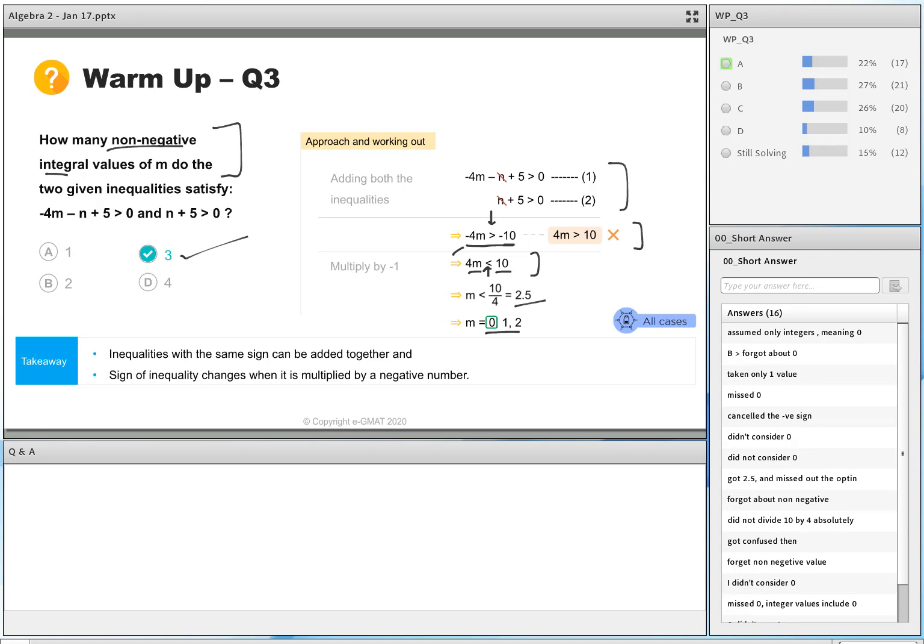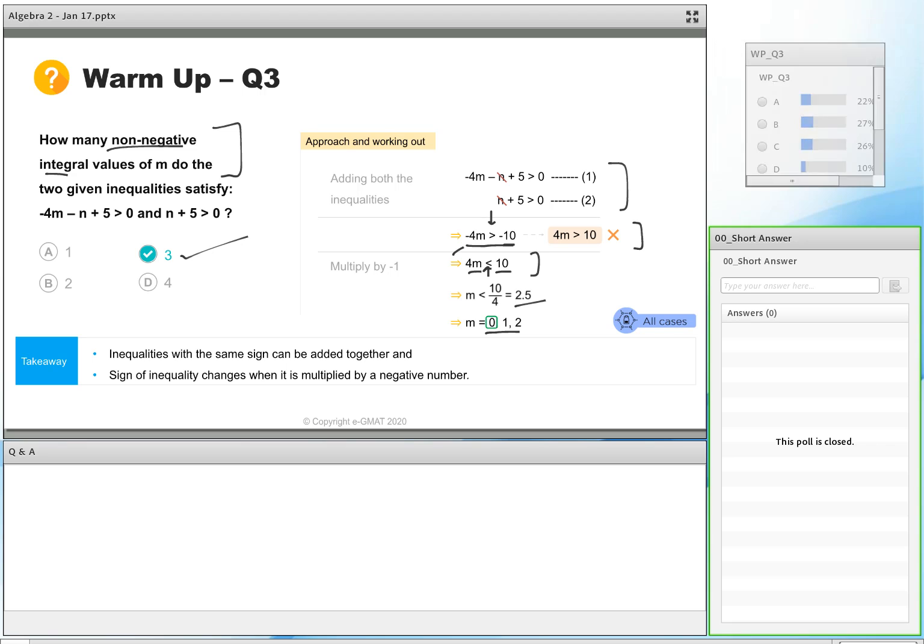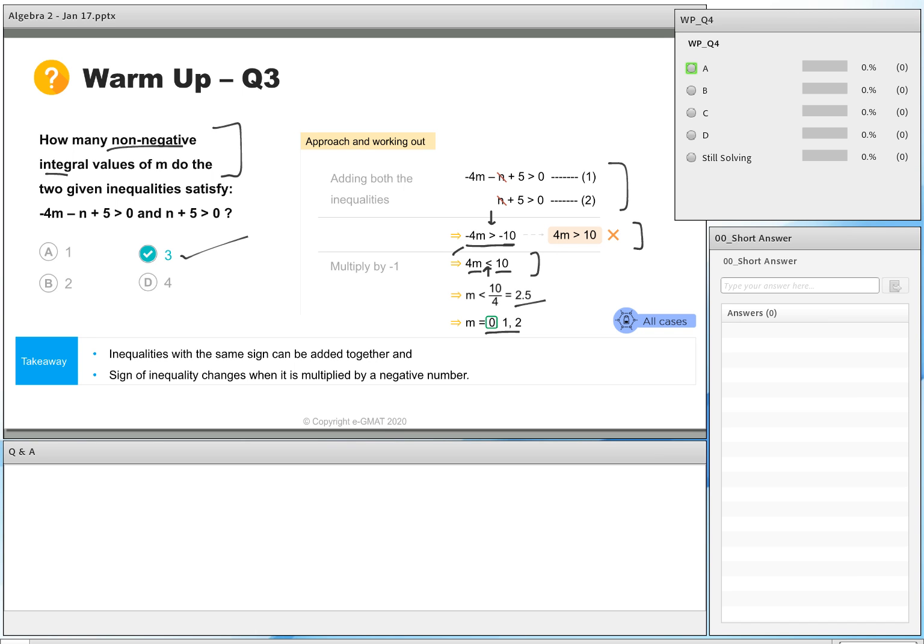So let's move ahead with the next question. And with that, let me end the poll, clear all the answers. Let me also highlight the poll over here. And now we'll move ahead with the fourth question. Before I take that on your screen, you know the drill. Please mark as still solving on this poll. Let's get 60 people to mark as still solving over here.